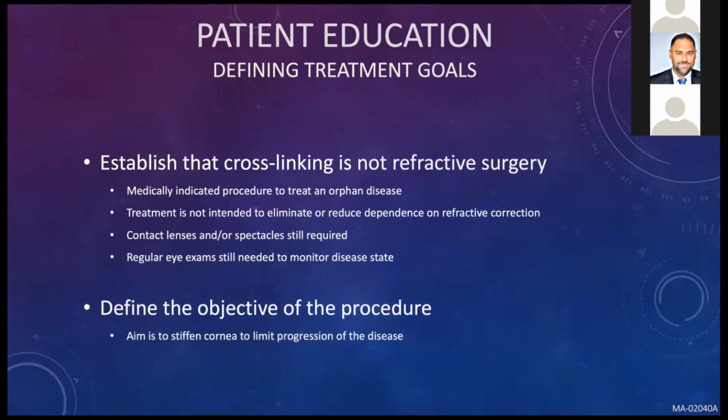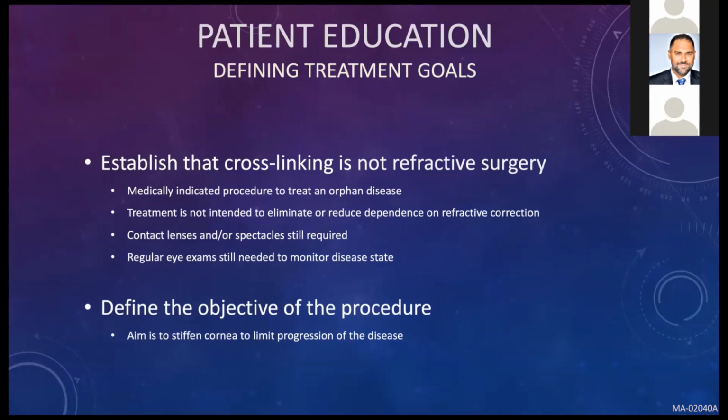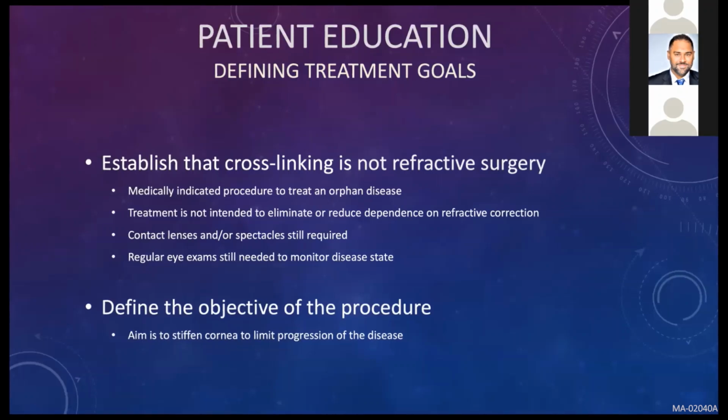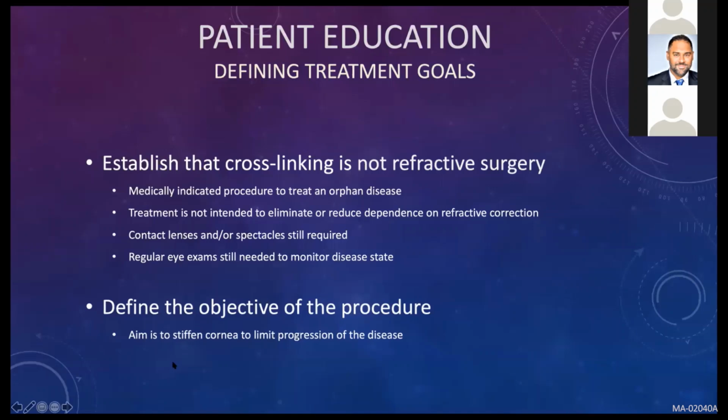So, defining treatment goals, it's very important to talk to the patient and establish that crosslinking is not a refractive surgery. It's a medically indicated procedure to treat an orphan disease. Treatment is not intended to eliminate or reduce dependence on refractive correction, but rather it will stabilize it. Contact lenses and spectacles are still required, and regular eye exams obviously are still needed to monitor the disease state. The objective of the procedure is to stiffen the cornea to limit the progression of the disease.